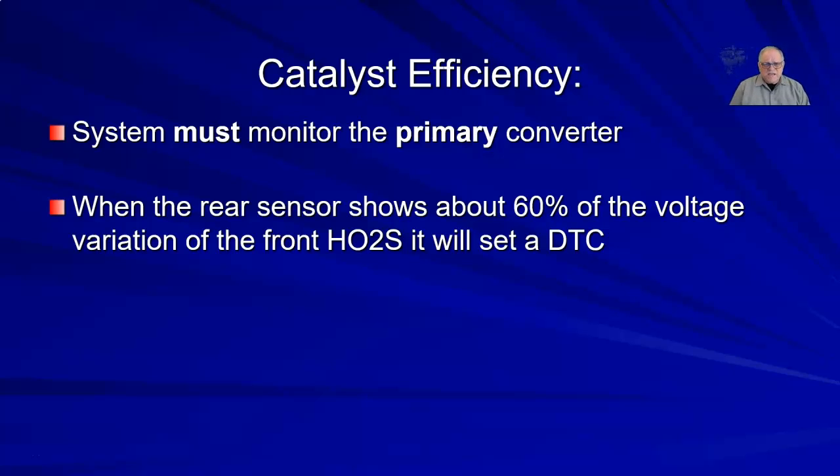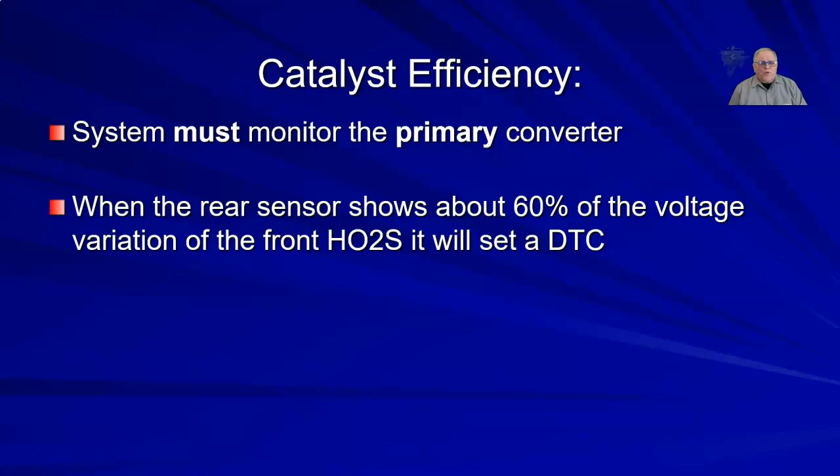The diagnostic executive, or the task manager, is going to run this test once per drive cycle. If the test gets interrupted, it won't run the test. It has to test the oxygen sensors first. If there is a code set for the oxygen sensor, it will not run the catalyst efficiency test.